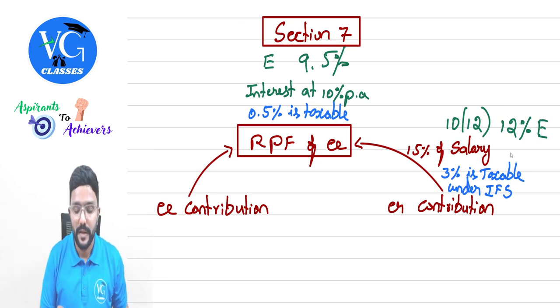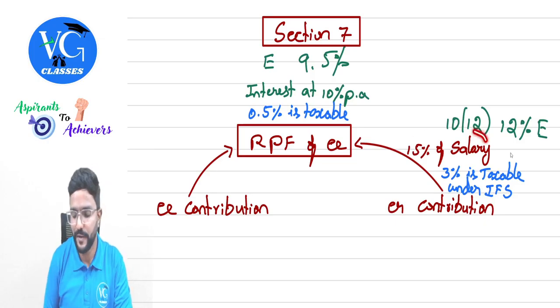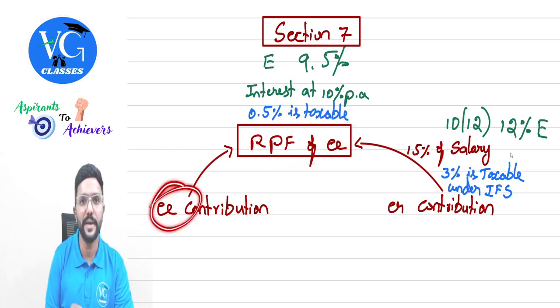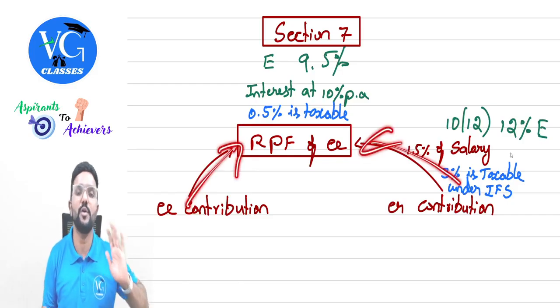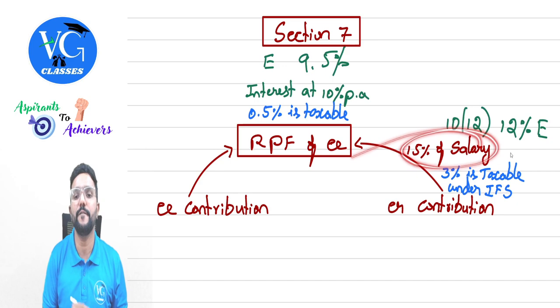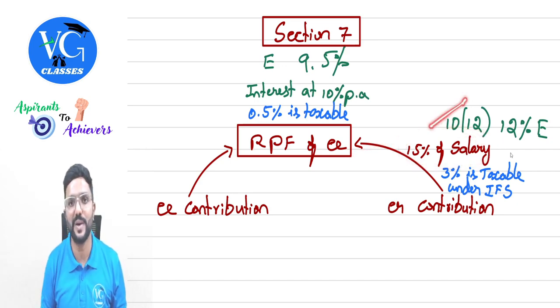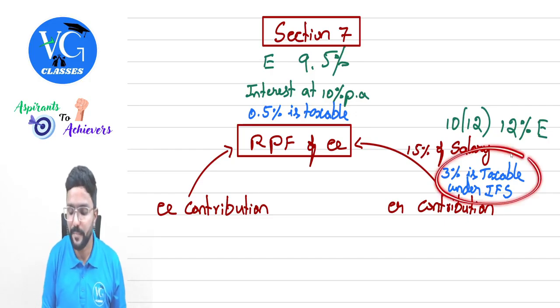Now, for the recognized provident fund of an employee, both the employee and the employer will contribute. Assume the employer is contributing 15% of salary to the recognized provident fund of the employee. This is an account which is opened in the name of the employee, but who has opened it? The employer. Every month, both employee and employer would be contributing an amount to this account, guys. Now, how much is the employer contributing? 15%. But as per section 10 clause 12, only 12% is exempt. 12% of salary is exempt with respect to employer contribution. That means the remaining 3% is taxable.